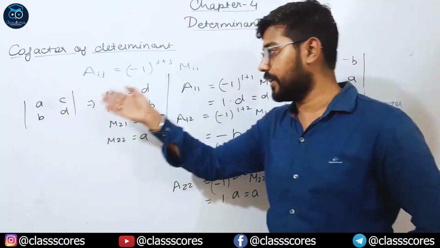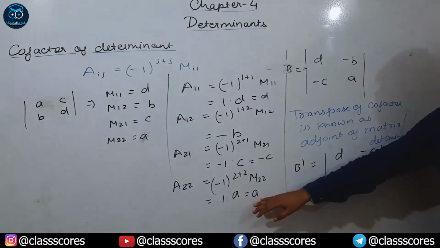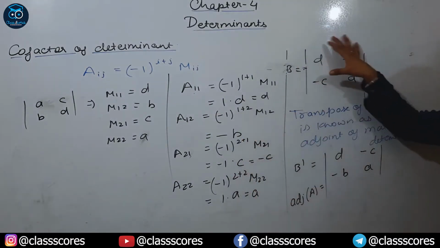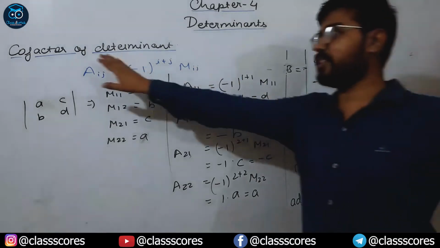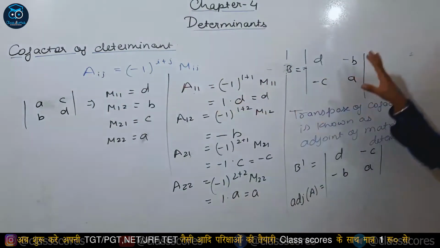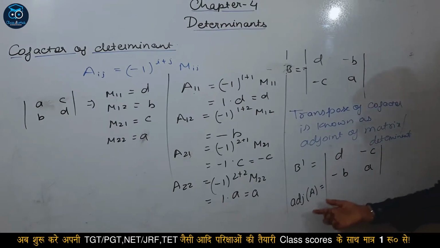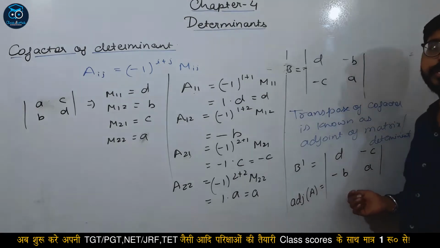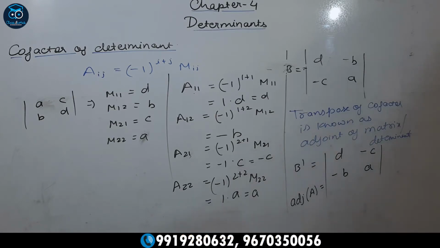Alternate positive or negative, or we can say we just substitute the value, whatever value we find, into the determinant. The determinant which we found after finding the cofactors is the cofactor of the determinant. And if we transpose this determinant, we get the adjoint of that determinant. I hope it is clear to all of you. Now please pause the video to note it down.